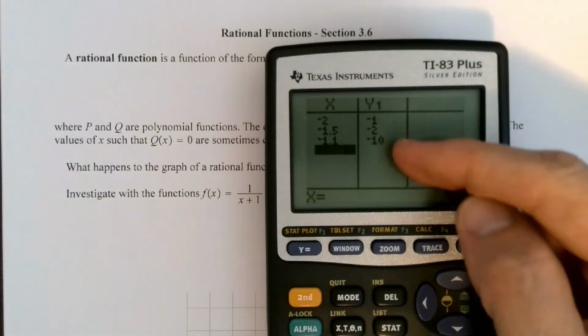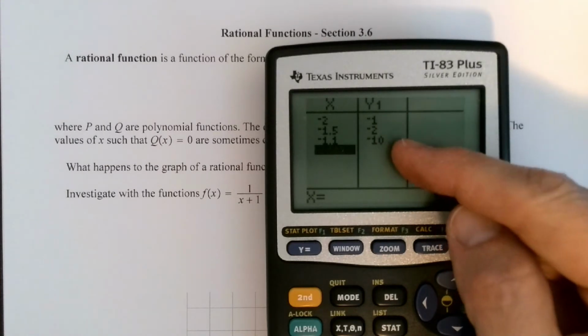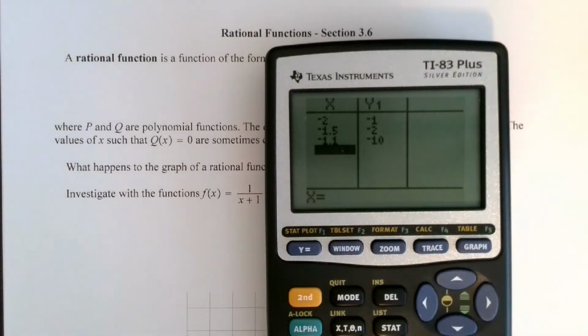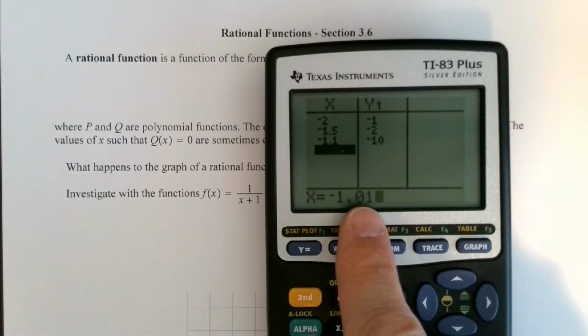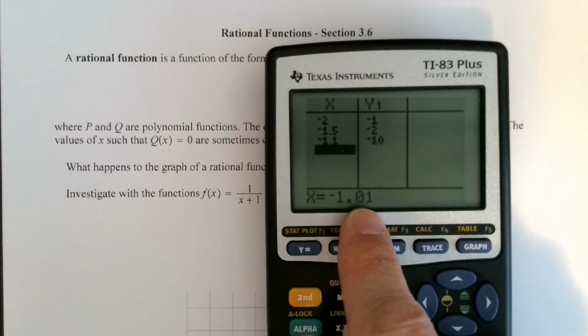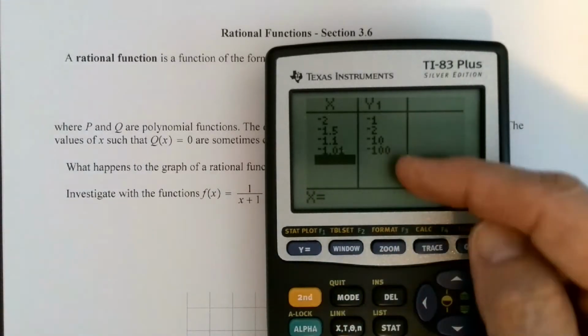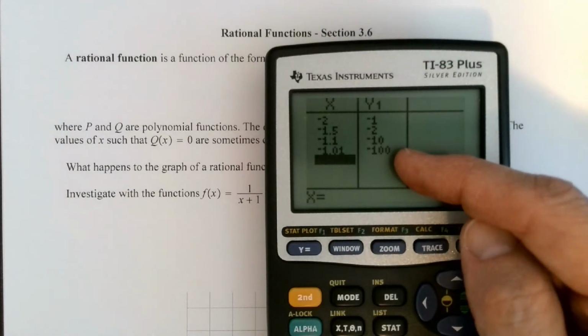Again, you can see what's happening to the values of the output. They're getting more negative, right? Now let's get closer to -1 than -1.1. Well, -1.01 is closer to -1. And notice the change. I've only gone from -1.1 to -1.01. That's a 0.09 change. That's not very much of a change. But look at the change in output. Again, we see that factor of 10.